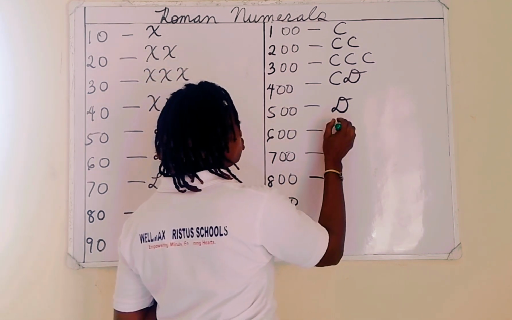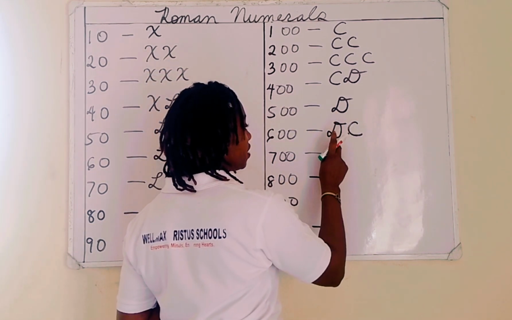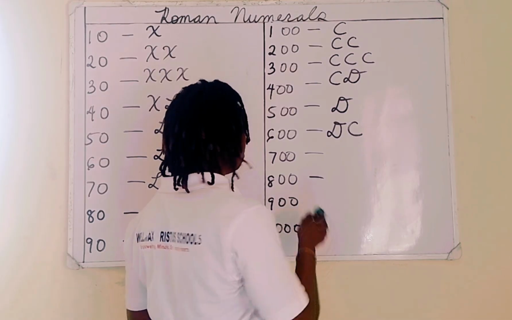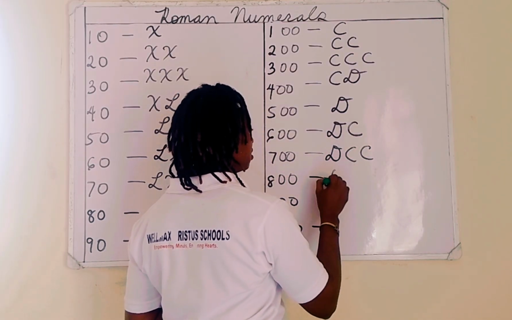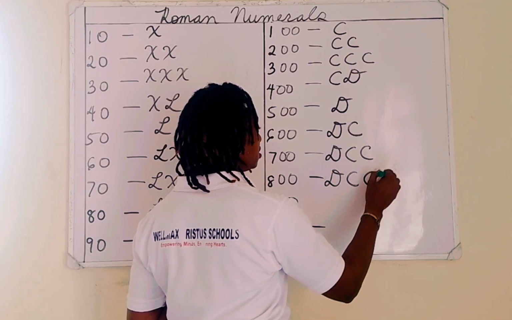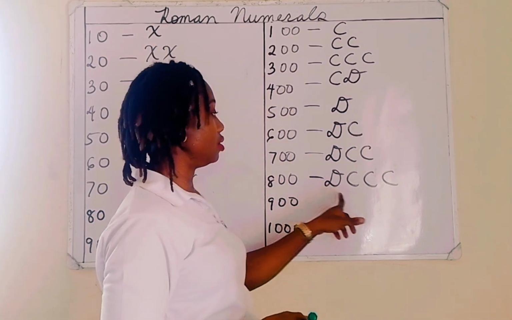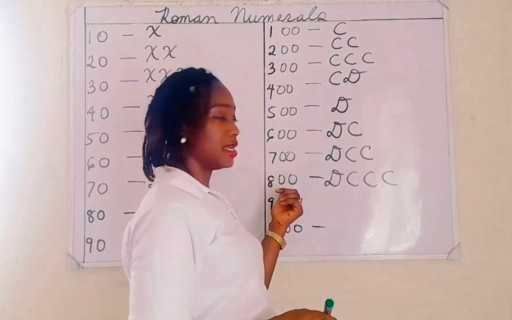Now, then 600 will be DC. That's 500 plus 100 is 600. 700 is DCC. 800 is DCCC. That's 500 plus 300 to give you 800.